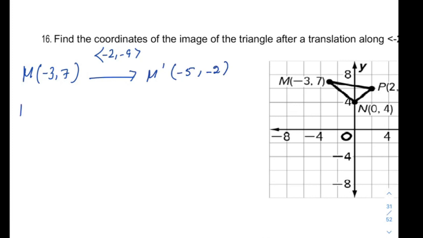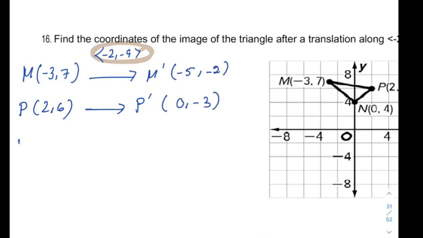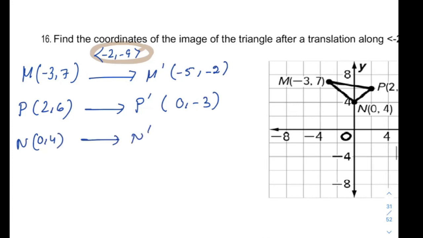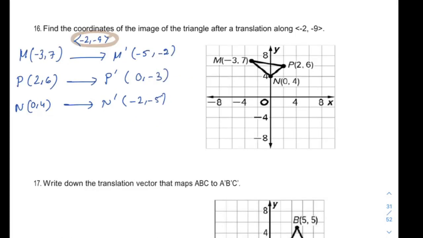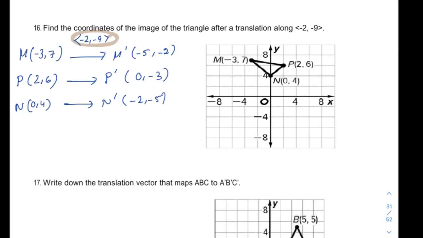Then we have P. Do the same thing. Add. So this is going to be added to everyone. Then N. Going to N prime. It will be -2 and -5. If you are asked to plot the points, of course you are going to plot them, but they are asking only to find the coordinates. These are the new ones.